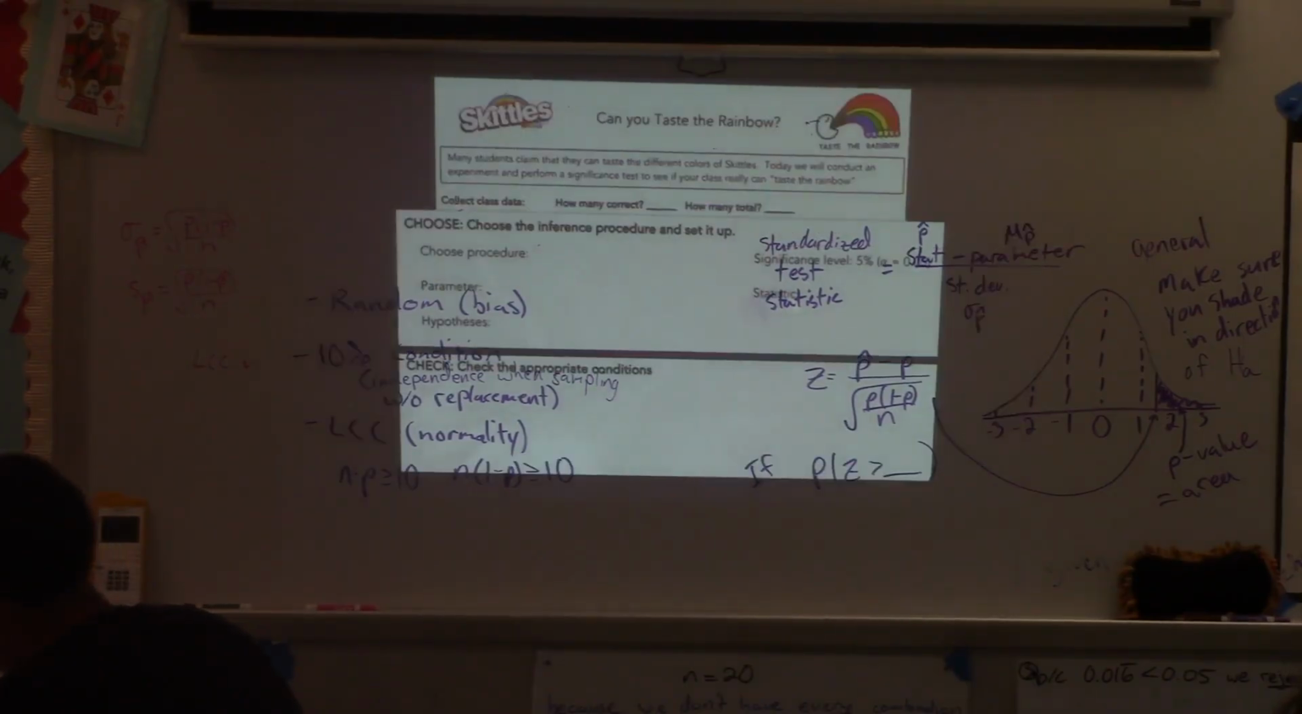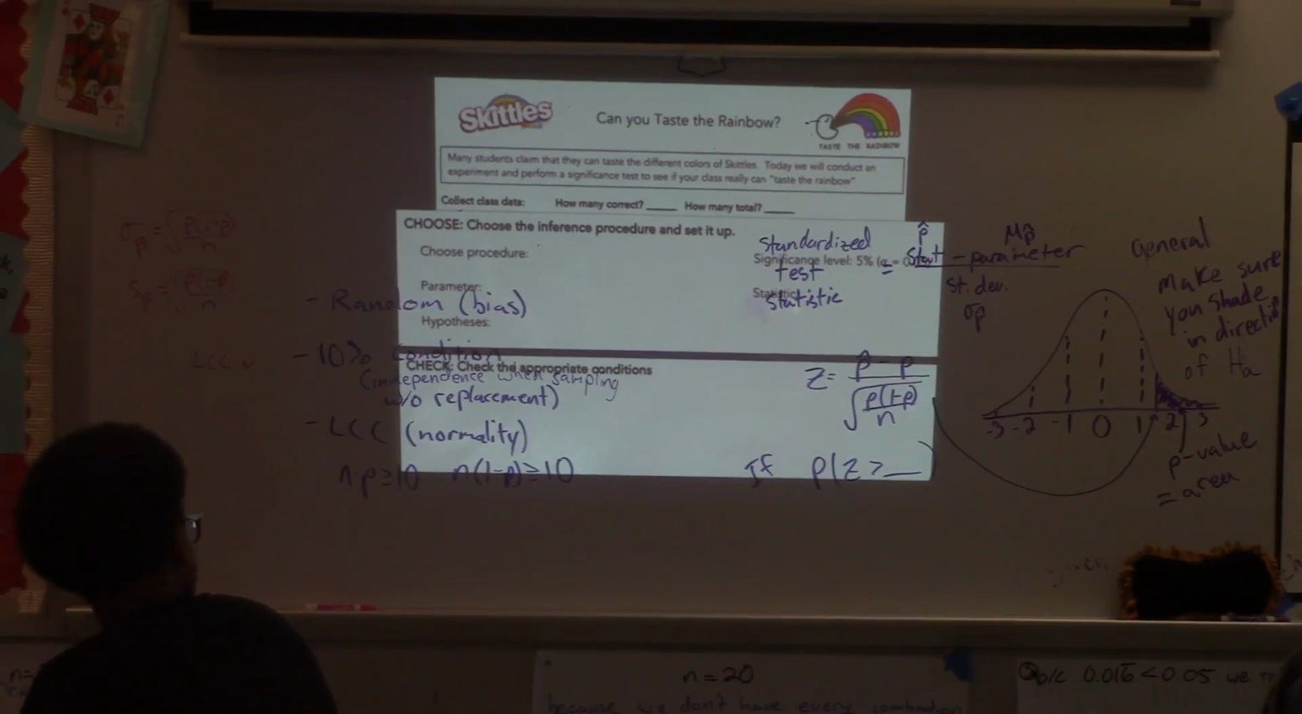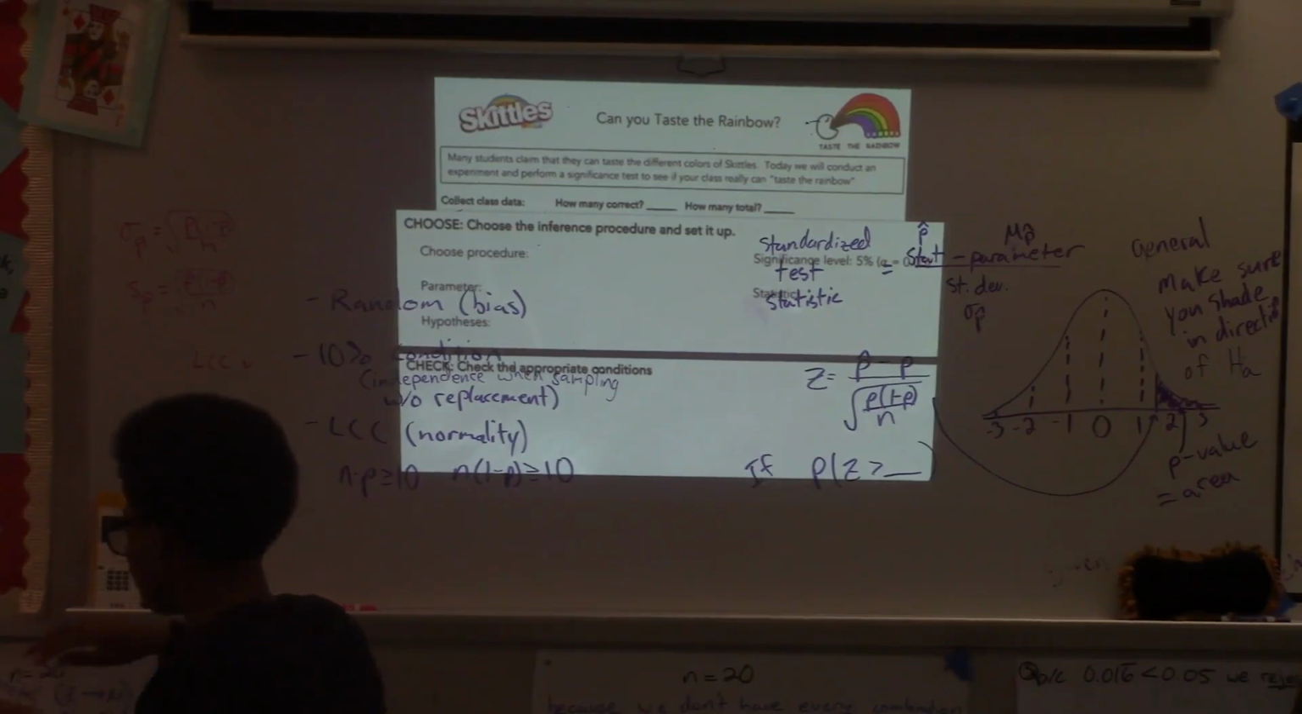We got 22 minutes. We gotta get through some key ideas here. Okay, so we're gonna do a procedure. We're gonna do can you taste the rainbow? Many students claim that they can taste the different colors of Skittles, so we're actually gonna run a test with this. We have 4 groups, perfect. We're gonna collect class data. Each student is going to taste 10 Skittles.